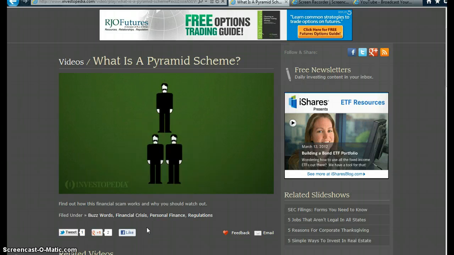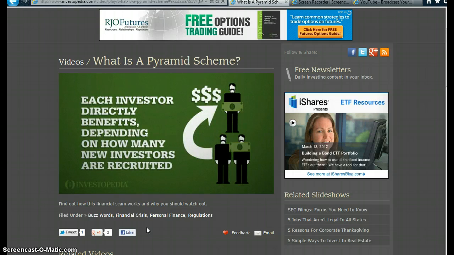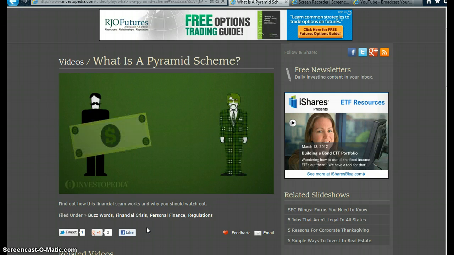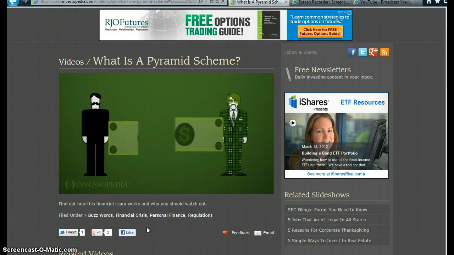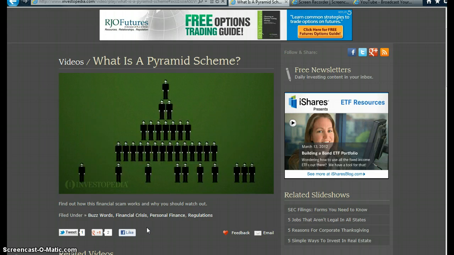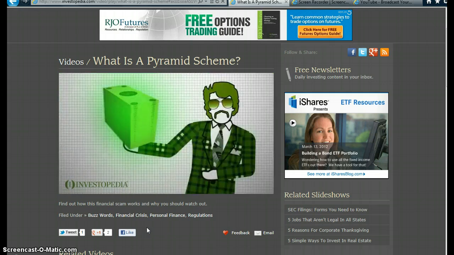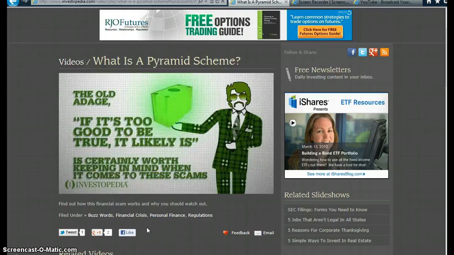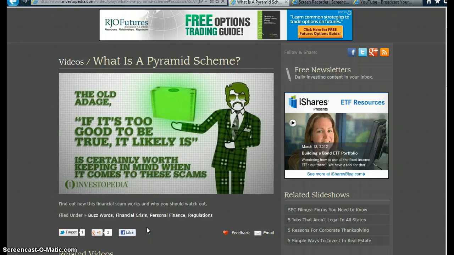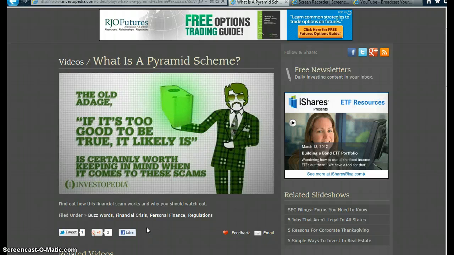The hallmark of a pyramid scheme is that each investor directly benefits depending on how many new investors are recruited. The person on the top of the pyramid does not have access to all of the money wrapped up in the scheme, but receives a part of every additional dollar. The returns decrease the further down the pyramid you are, dwindling to nothing once it has reached the point where no new recruits are buying into the scheme. At this time, the pyramid collapses, and those at the bottom are left with a loss. While many are tempted by the promises of quick and easy wealth, the old adage, if it's too good to be true, it likely is certainly worth keeping in mind when it comes to these scams.